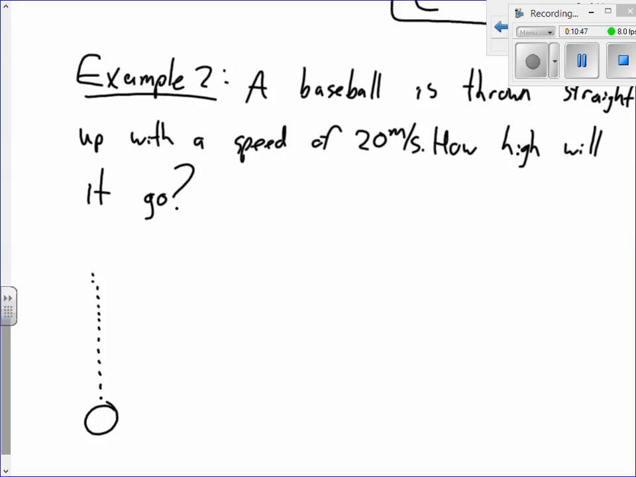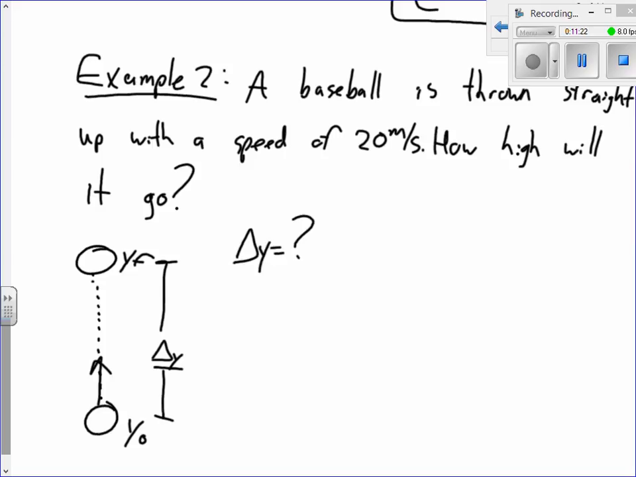So we've got to label this a little more particularly. This will be y initial. It has an upward velocity in the beginning of 20 meters per second. It slows down until we get to our final height, and that will label our displacement. The displacement will label the change in y that we see in our equations. Okay, so we want to know that change in y. That's what it's asking us for.